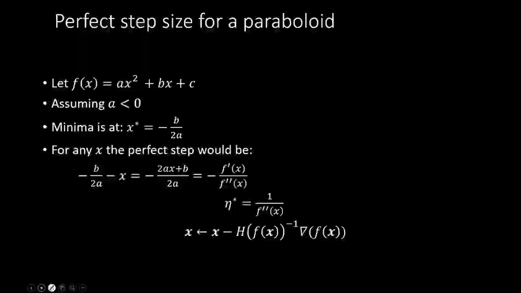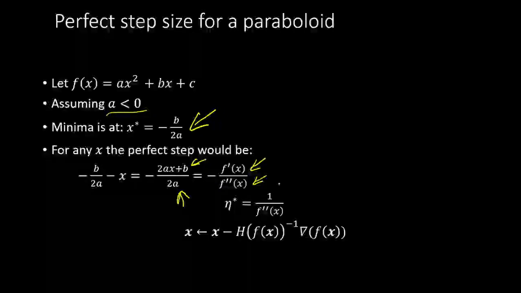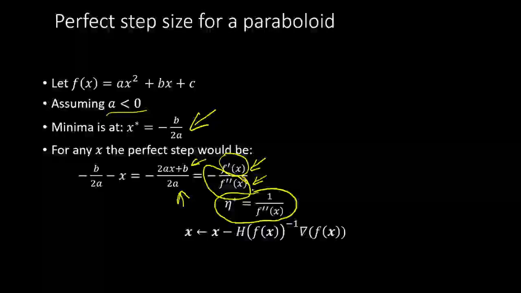The perfect step size for a paraboloid, so let's say if we have ax squared plus bx plus c and a is greater than 0, we know that the minima lies at minus b by 2a. So your perfect step size is going to be x minus (2ax plus b) divided by 2a, which is minus of f dash x divided by f double dash of x. So if you think of this as the gradient, then this is your step size. So your perfect step size is 1 by f double dash of x. So this is the second order method for speeding up gradient descent.